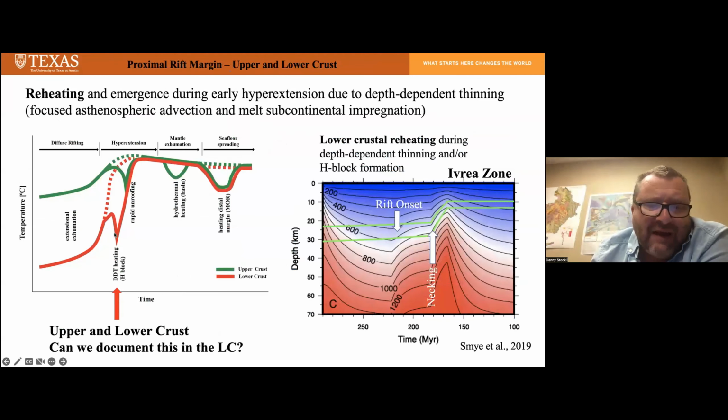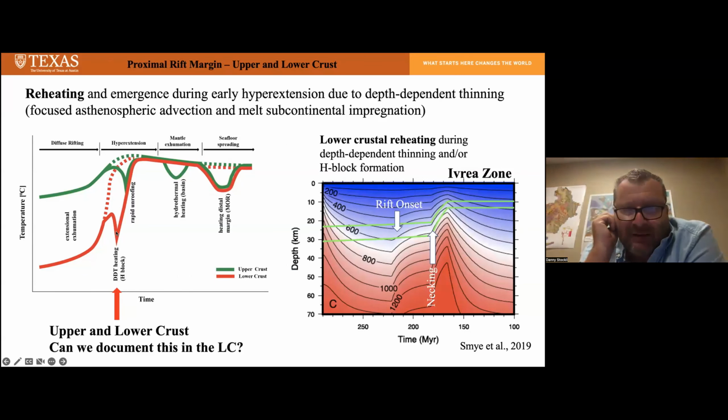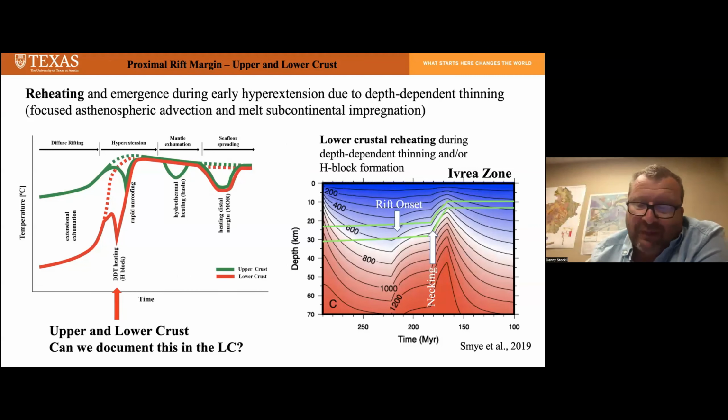So we have in the upper crust lots of evidence now that during depth-dependent thinning, during the early parts or during necking, you actually have very high geothermal gradients. Well, why is the crust not melting? Well, the crust is probably not melting because it's already thin, and that's supported by the presence of plagiogranites in the sublithospheric mantle right below it.